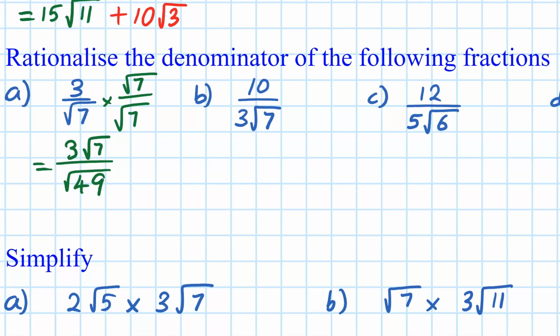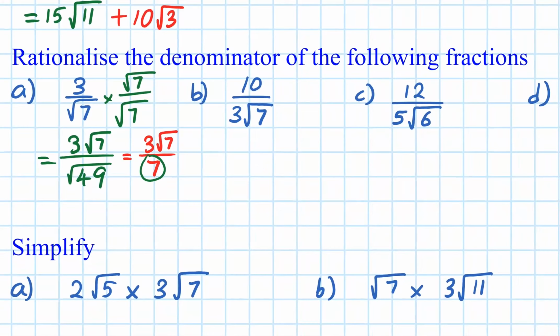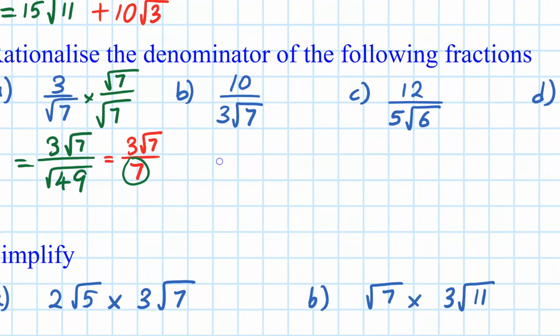In fact, I don't need to write this. What is root 49? Just 7, isn't it? Therefore, the answer is 3 root 7 on 7. Now you can see the denominator is now rationalized. It's a rational number. It's just a number. It's not a surd. Well, don't simplify back again. You will end up with having this blue expression again if you go back from red up that way. So don't do that. That's our final answer.